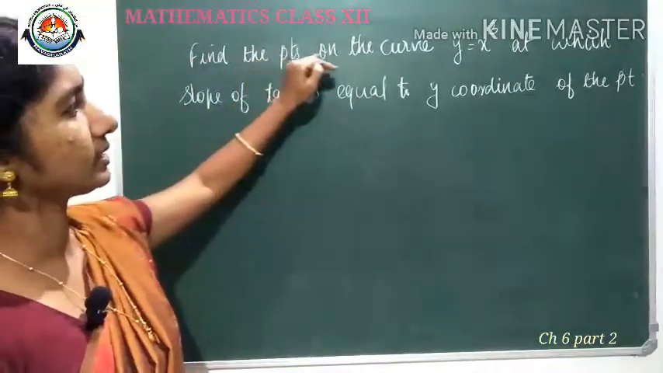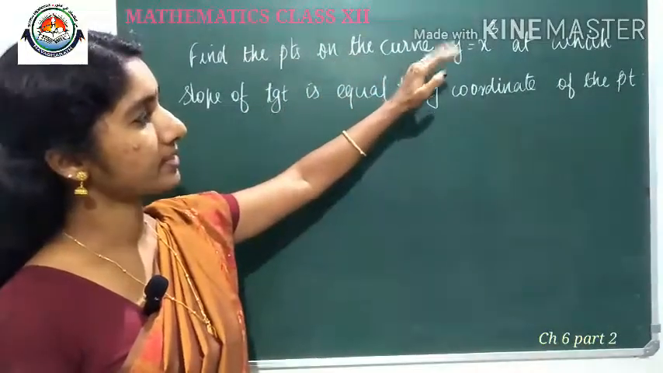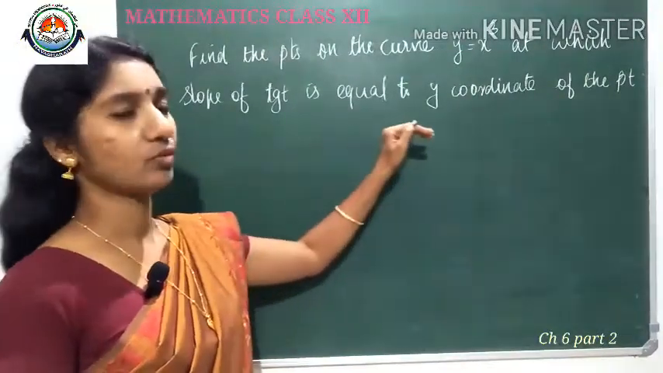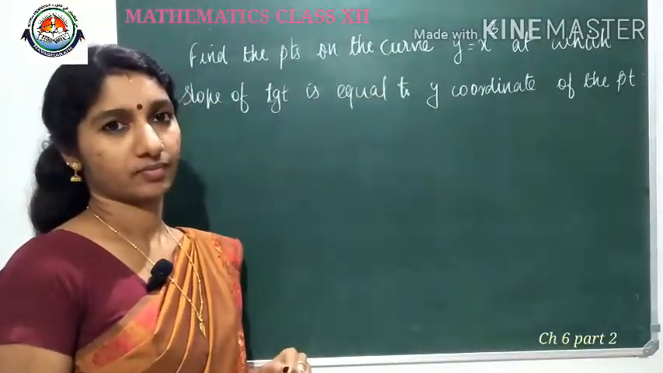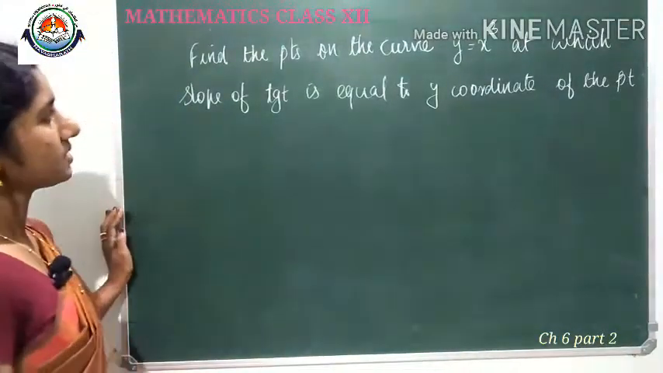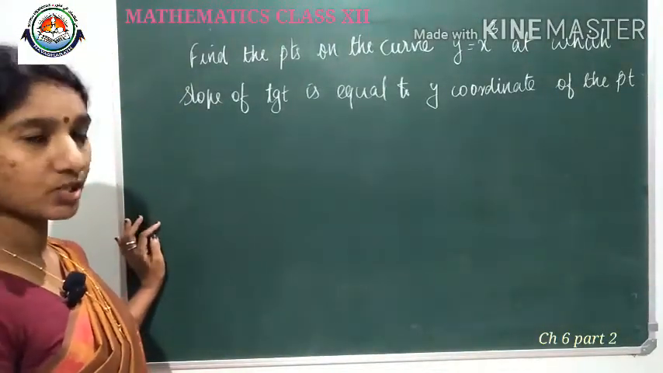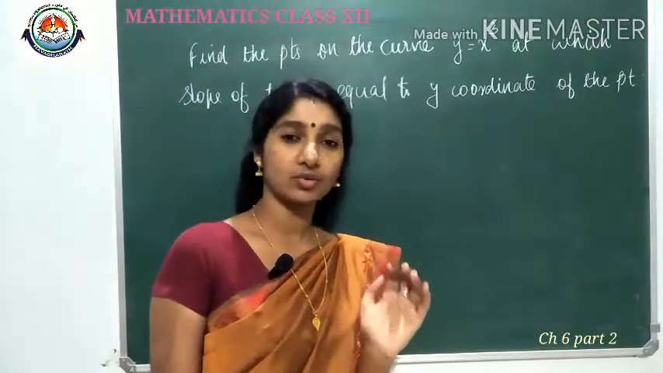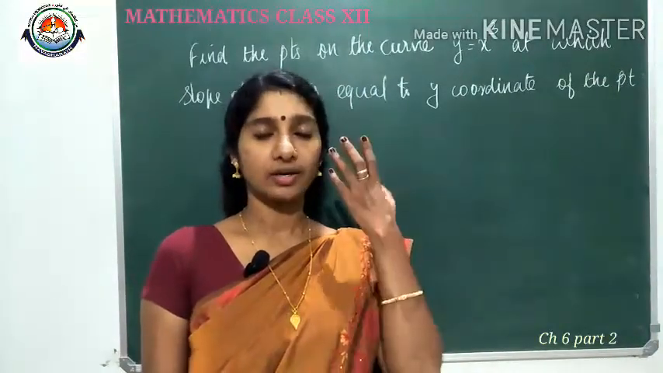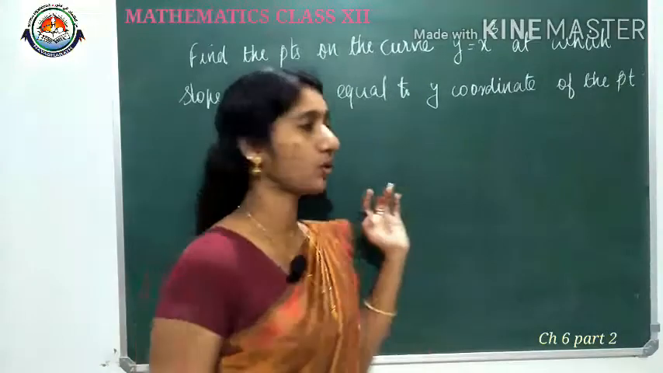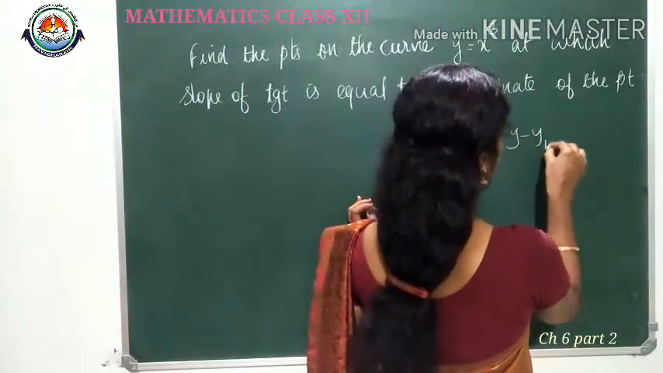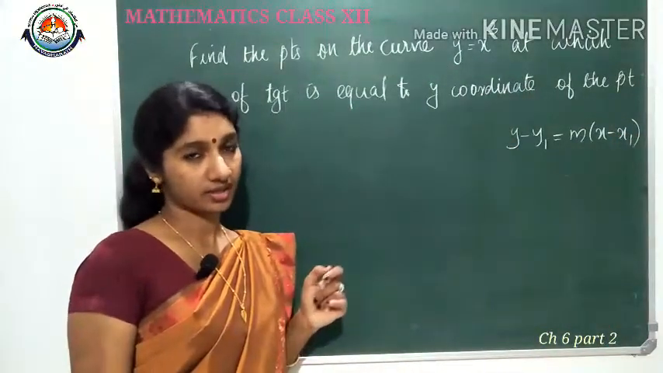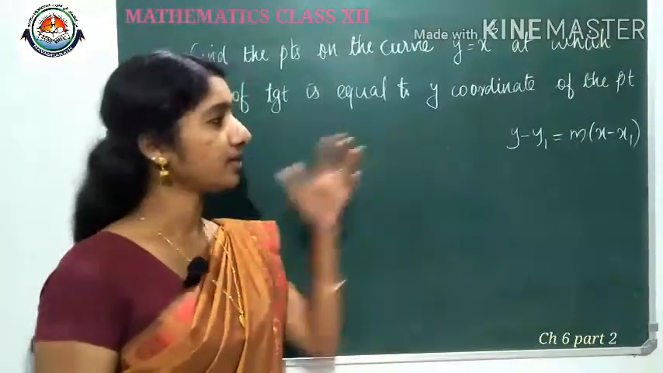Find the points on the curve y equal to x cube at which the slope of the tangent is equal to the y coordinate of the point. So, here we need to find the tangent's equation. For finding the tangent: a tangent is a straight line, so finding the tangent's equation means you are finding a straight line's equation. So always in your mind it should come: one point and a slope, because here it is easy to get that result. y minus y1 is equal to m into (x minus x1) is the equation of a straight line if you know the point (x1, y1) and the slope.